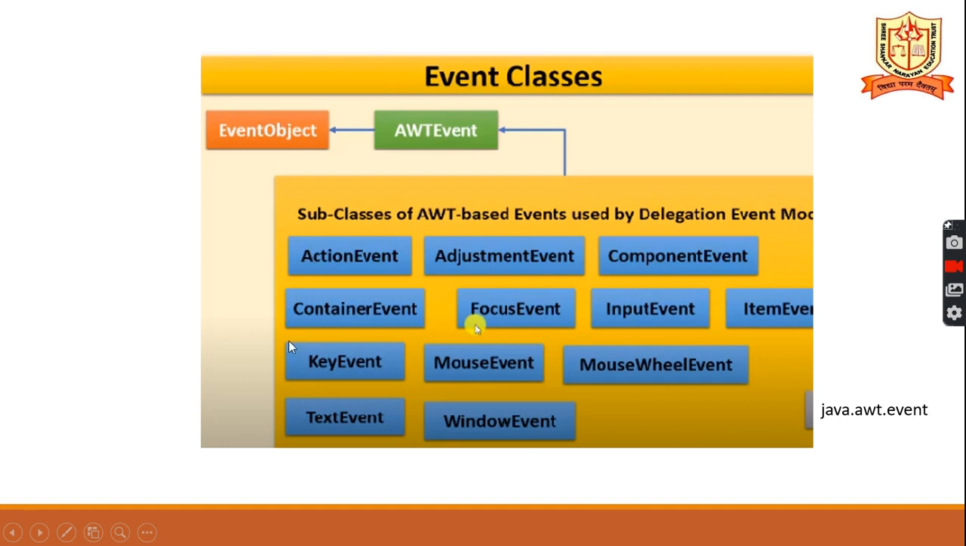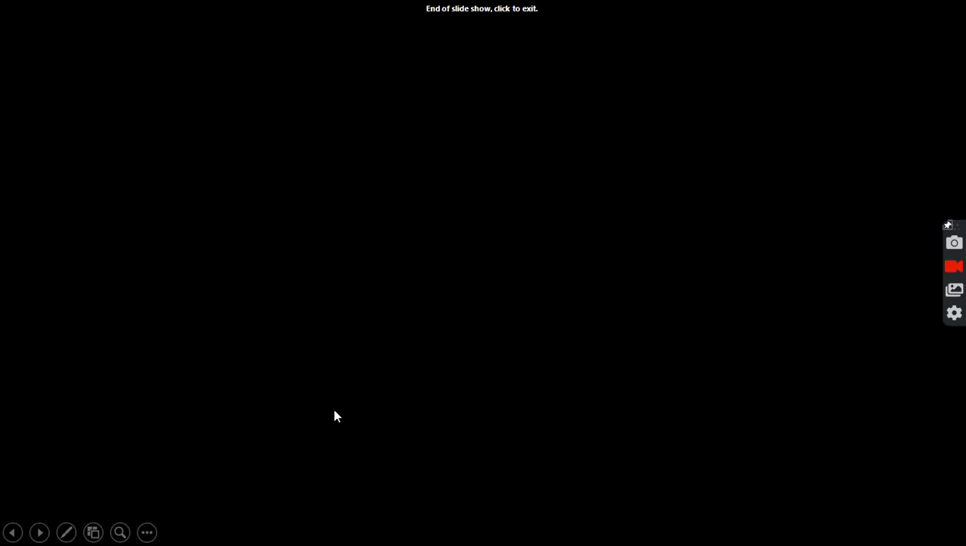AWT subclasses are based on the events used in the delegation event model. So ActionEvent, AdjustmentEvent, ComponentEvent, ContainerEvent, FocusEvent, InputEvent, ItemEvent, KeyEvent, MouseWheelEvent, TextEvent, WindowEvent. These event classes are present in the java.awt.event package. That will complete.